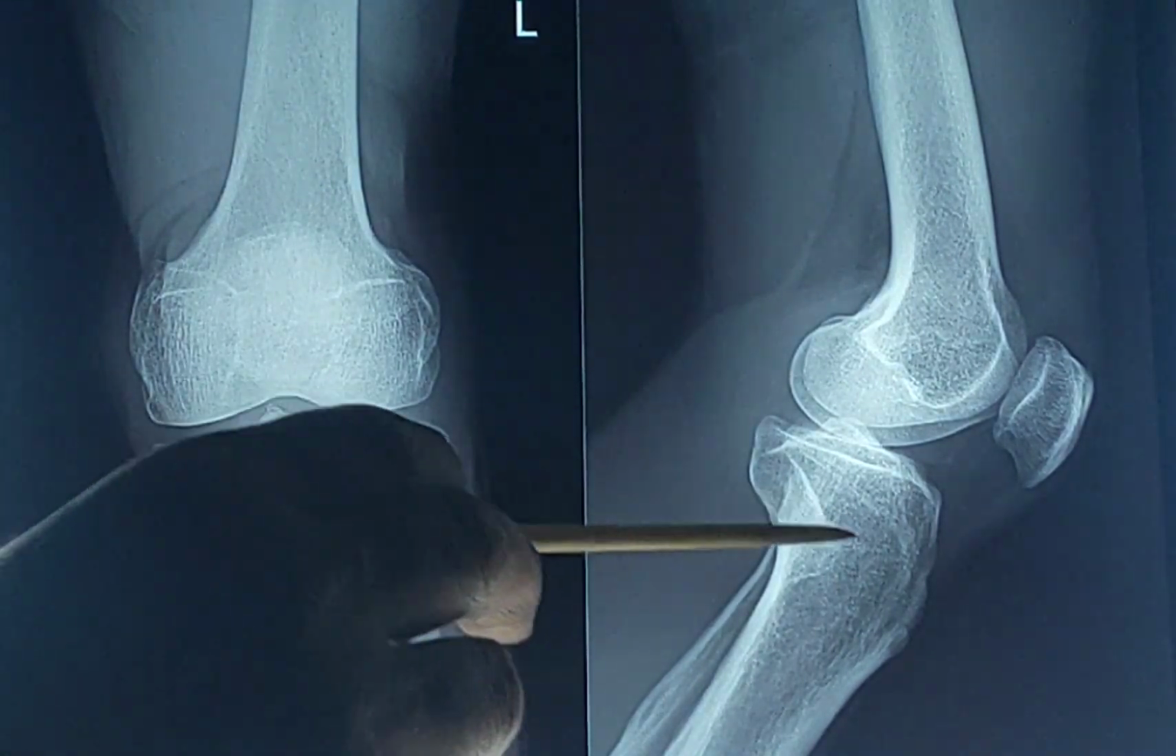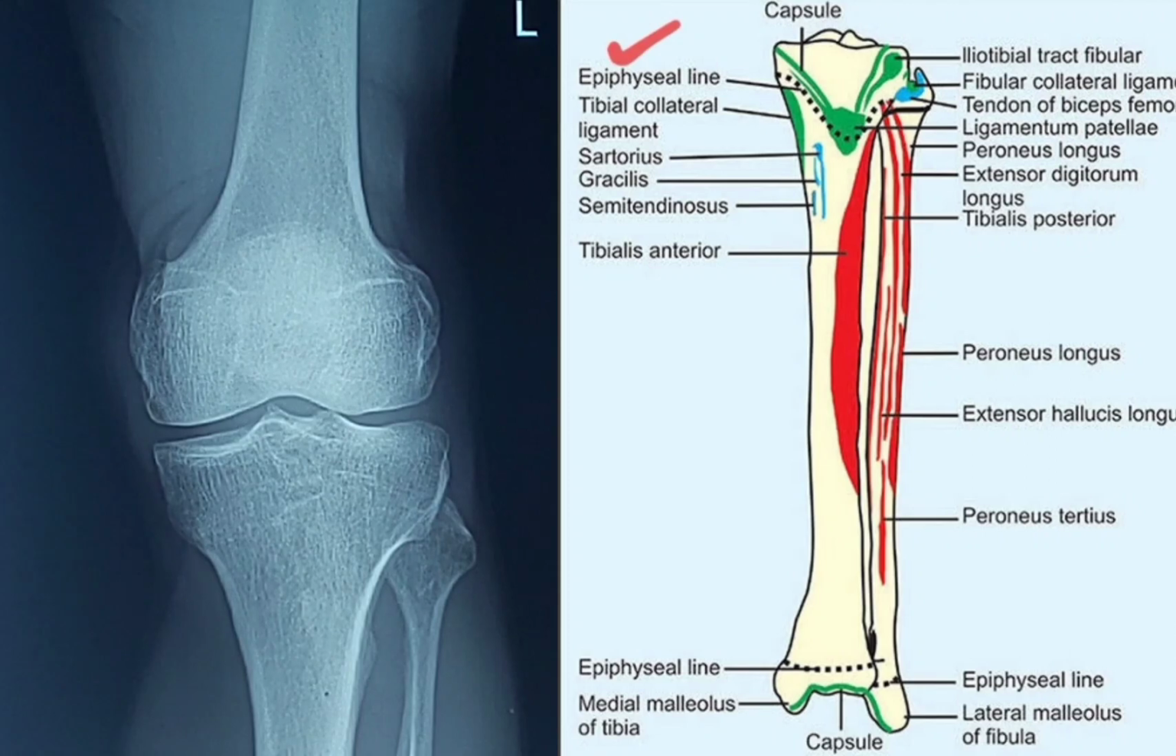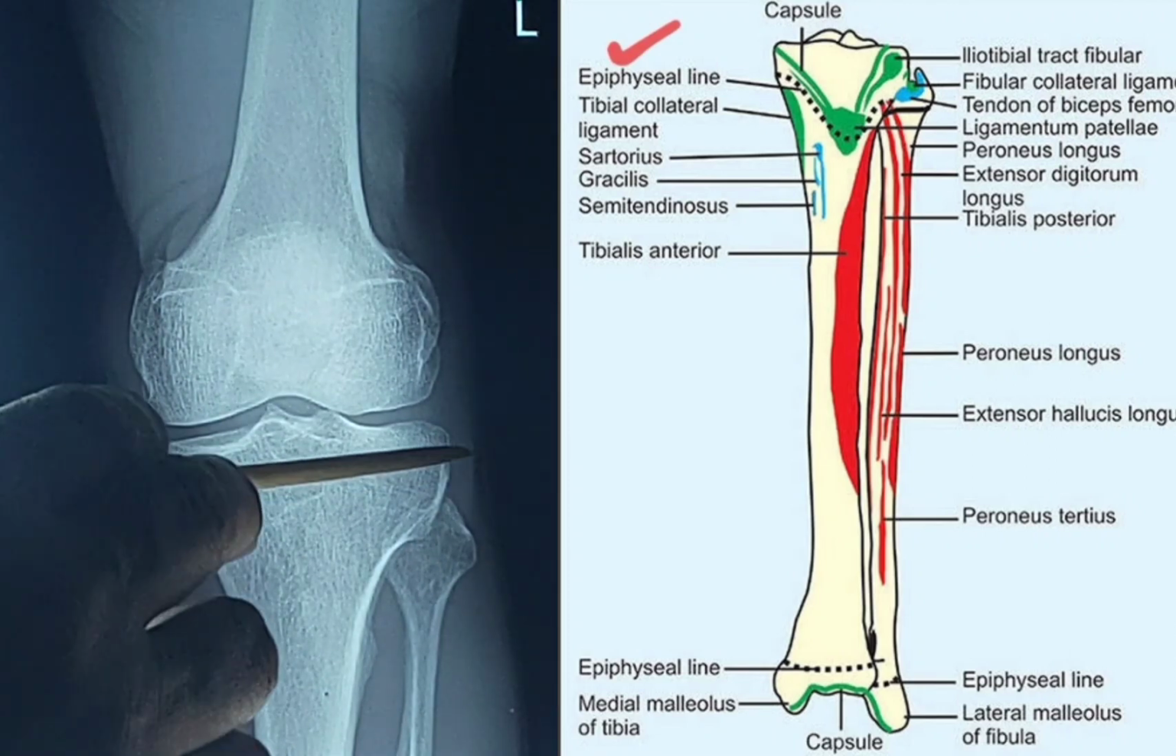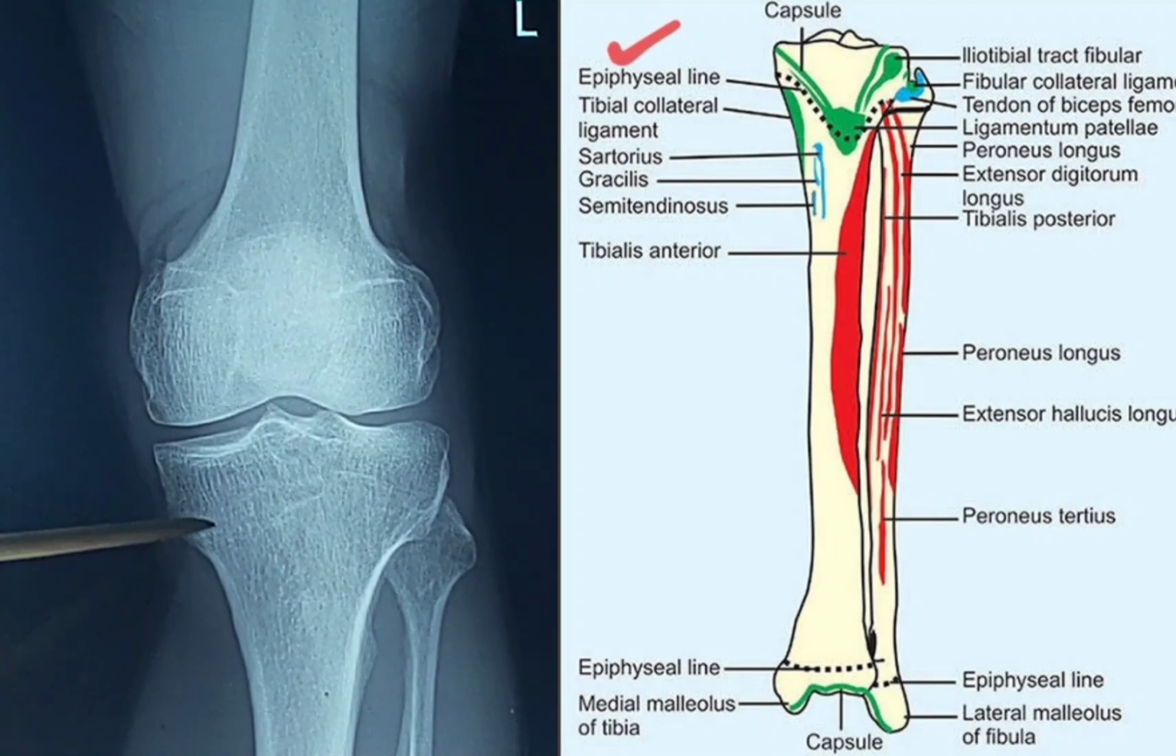The tibial tuberosity belongs to the upper epiphysis, as the upper epiphyseal line extends or descends to include the tibial tuberosity, like this.